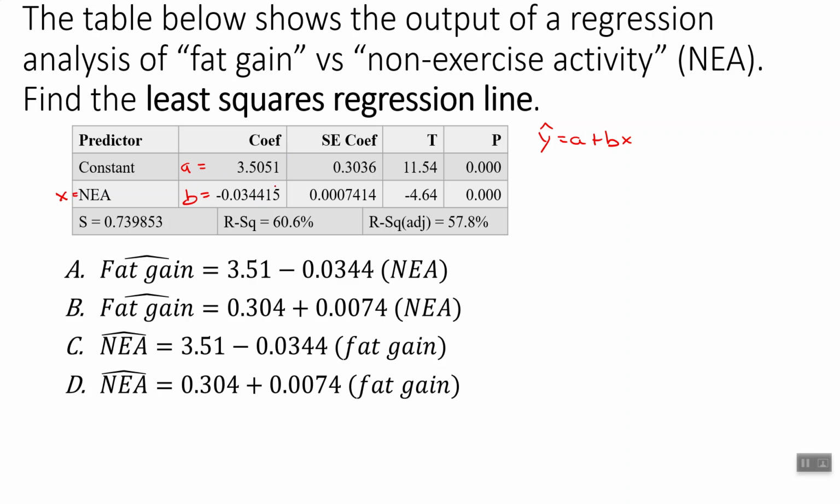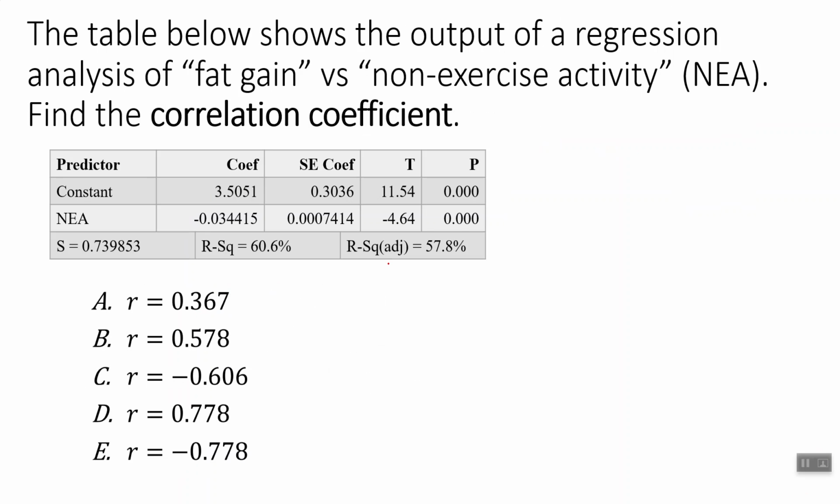These are the only numbers we care about. The rest of these numbers are not important for making the line as far as we're concerned. So it looks like NEA is going to be our x, so that means fat gain is our y. And we need the 3.5, that's the y-intercept, the a right there. We've got a negative to that, that's our b, yep, and NEA is our x value, yep. So that was answer choice A. Next one, same information. Can we find our correlation coefficient from this information?